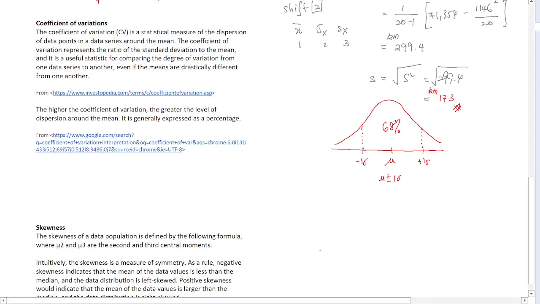Okay, so next we're going to look at how we're going to calculate this information for a group dataset. Okay, kita tengok pula untuk group dataset. So yang ni kita nak tengok untuk group dataset.